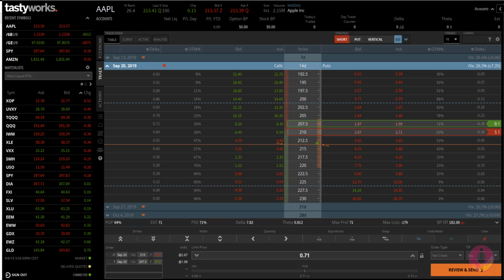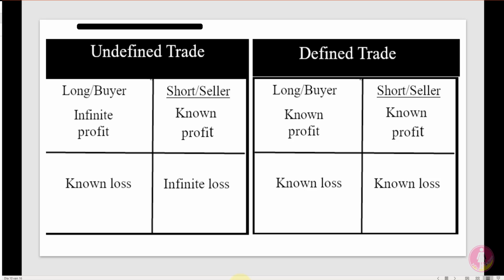But, as I said, this is a defined trade. Now let's go back to our PowerPoint, which is here. This is a defined trade. You know your profit and you know your loss. You know that at the call side and you know that at the seller side, the short side.